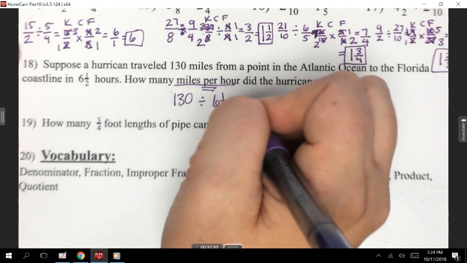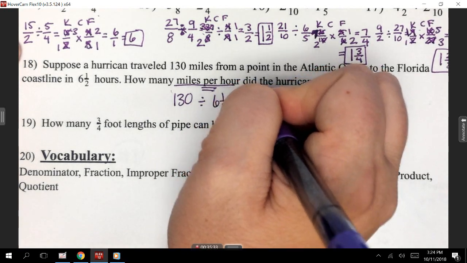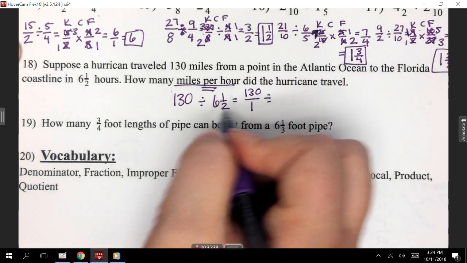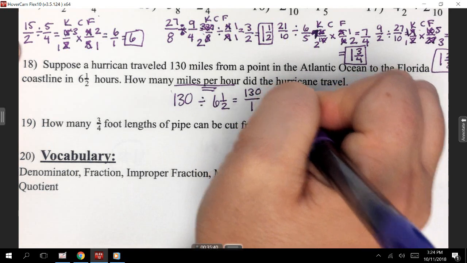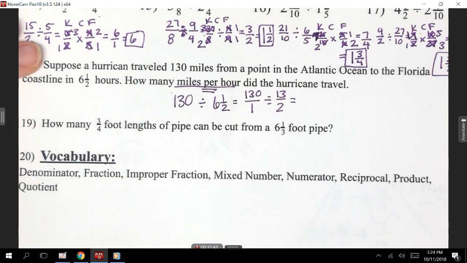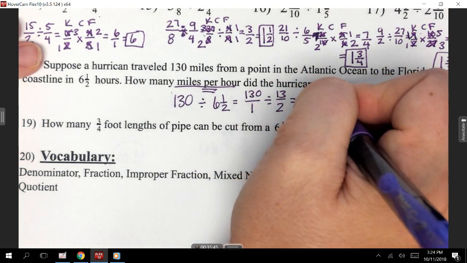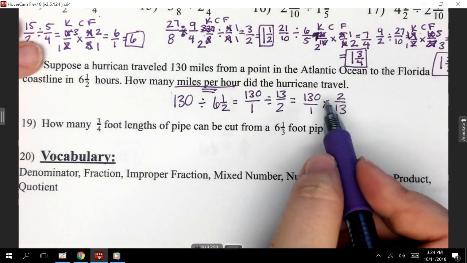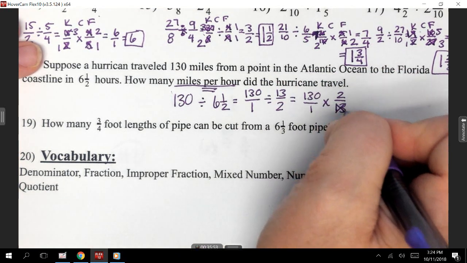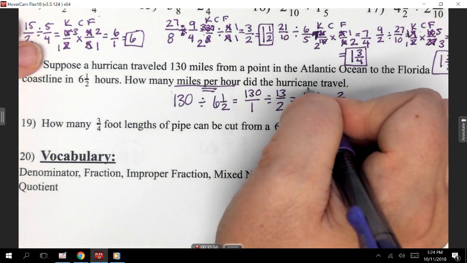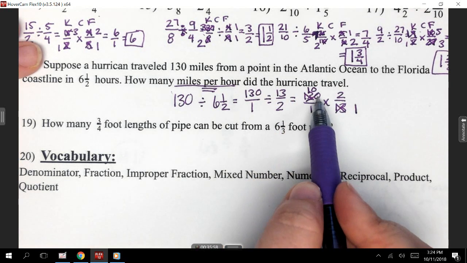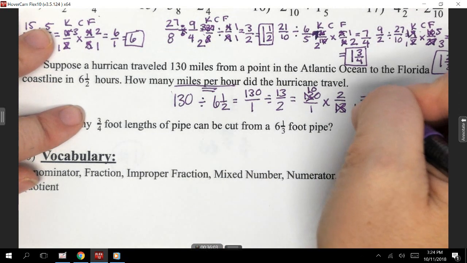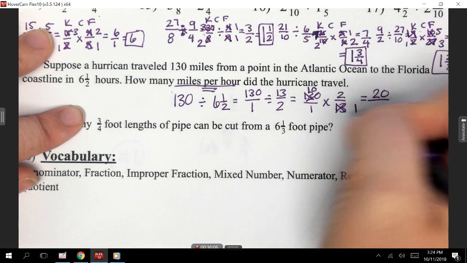All right, so the first thing we're going to do is make those improper. So that gives me 130 over 1 divided by 6 times 2 is 12, plus 1, 13 over 2. Just like we were doing before, we're going to keep, change, flip. So we have 130 over 1, change it to multiplication, and flip it. 13 and 130. 13 will go into 13 once. 13 goes into 130 10 times. And that one's kind of easy to see because it just had a 0 at the end. All right, I don't see anything else that'll simplify here. 10 times 2 is 20. 1 times 1 is 1.